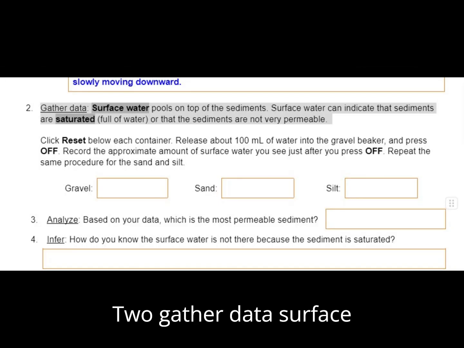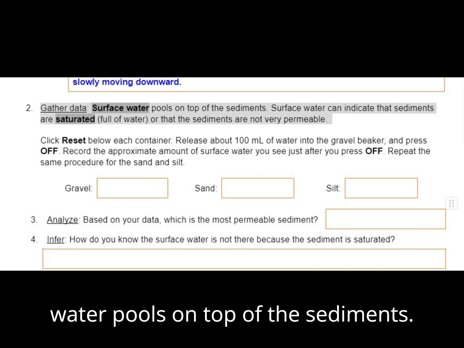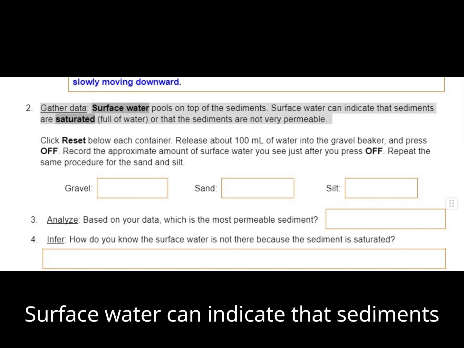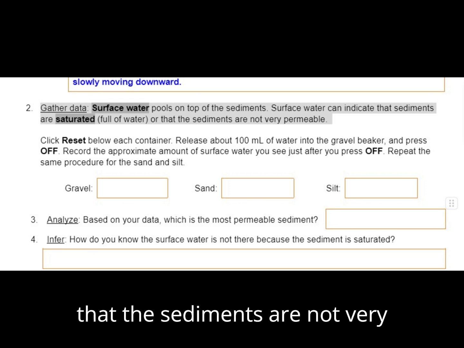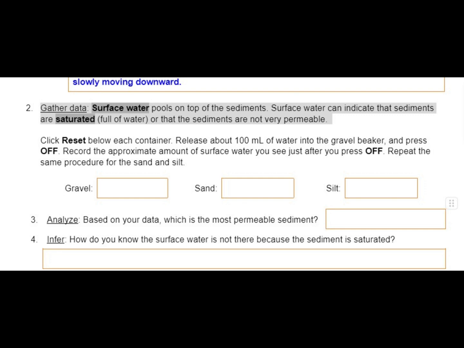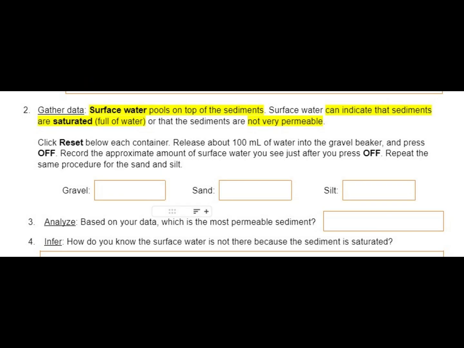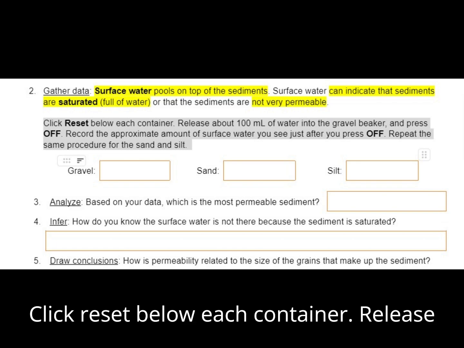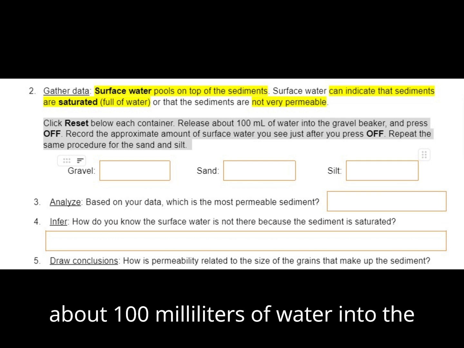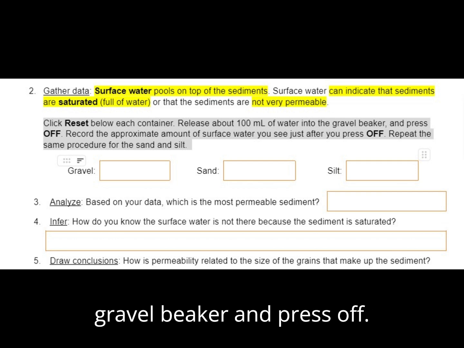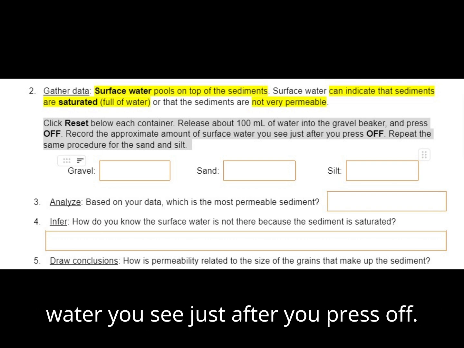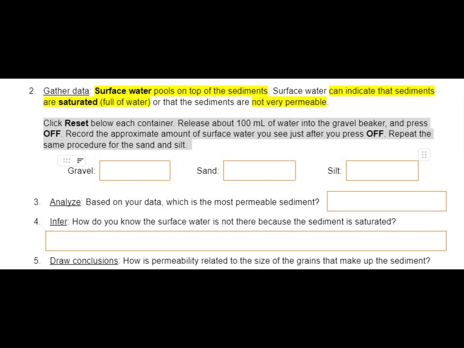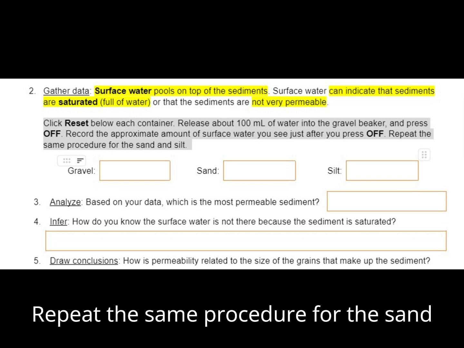Gather data. Surface water pools on top of the sediments. Surface water can indicate that sediments are saturated, full of water, or that the sediments are not very permeable. Click Reset below each container. Release about 100 milliliters of water into the gravel beaker and press Off. Record the approximate amount of surface water you see just after you press off. Repeat the same procedure for the sand and silt.